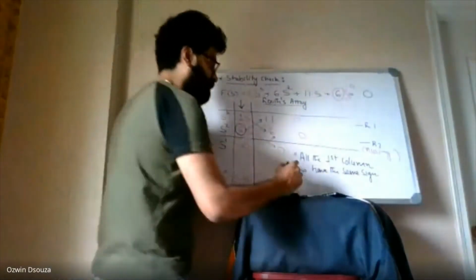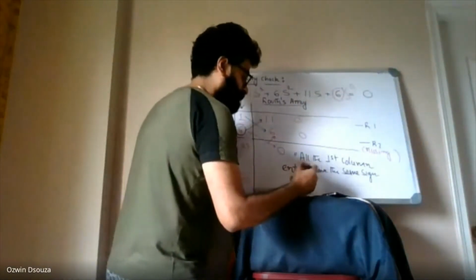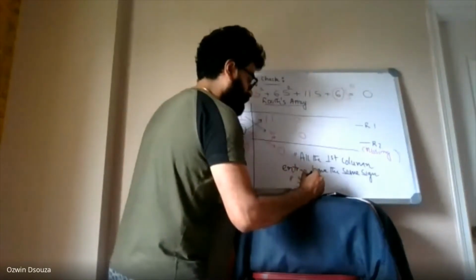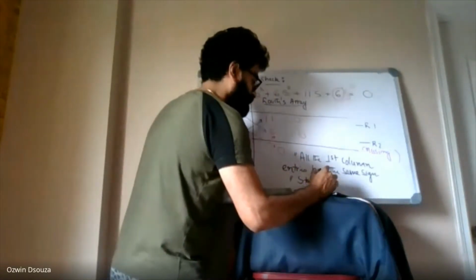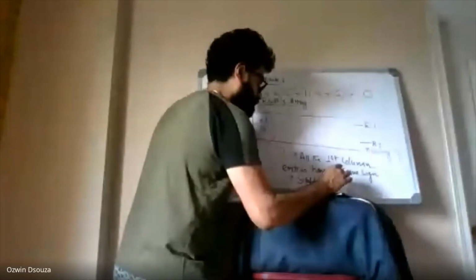Hence the system can be judged as a stable system. So the system can be judged as a stable system because there are no sign changes in the first column entry. Okay, so it's a stable system. So you can cross check whether it is stable or unstable. How do you cross check? By finding out the roots of the characteristic equation.